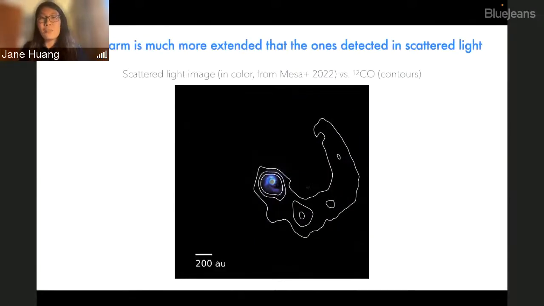Notably, the CO arm is much more extended than the ones detected in scattered light. The scattered light arms are only seen out to about 200 AU, whereas the CO arm is detected out to about 1200 AU. And this really underlines the importance of obtaining molecular line observations for exploring the environments of planet-forming disks.